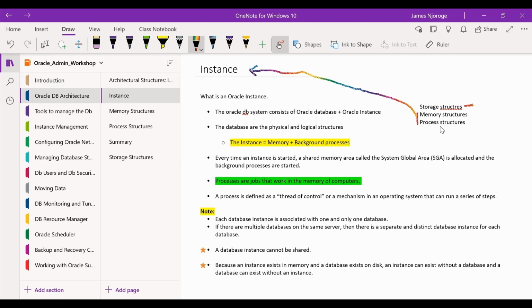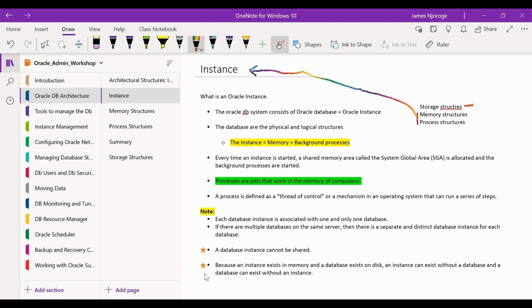Note, a database has one instance. So if I have two databases, then I have two instances. A database instance cannot be shared. Very important to remember. Later we're going to see a situation where you can have several instances for that database.